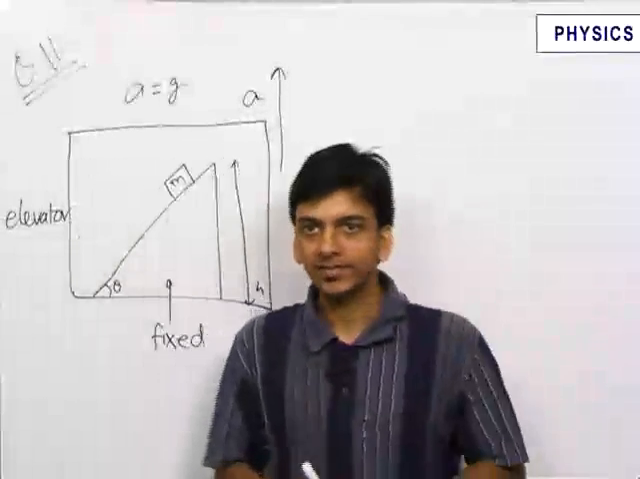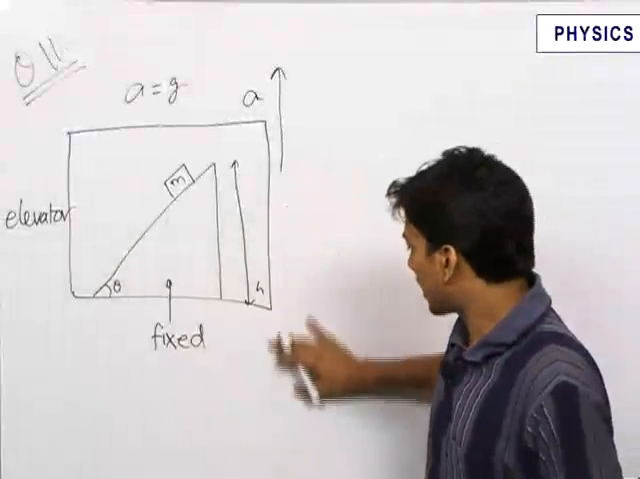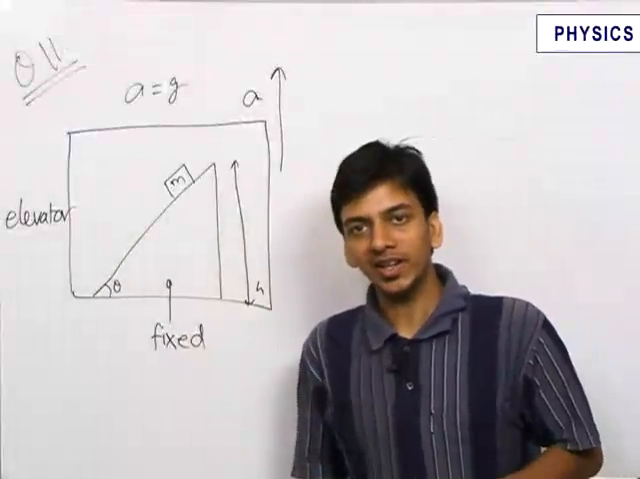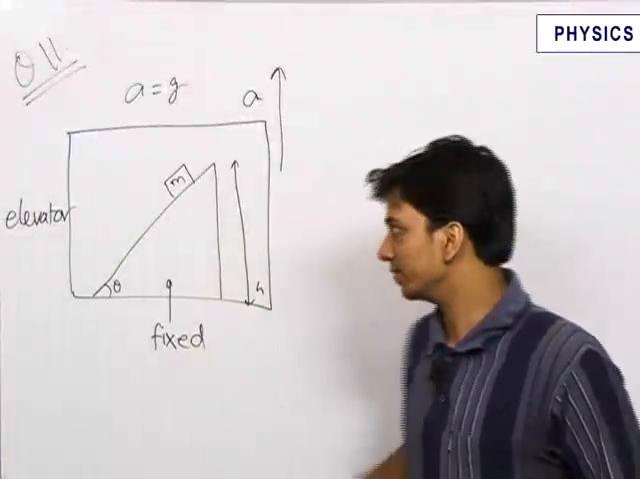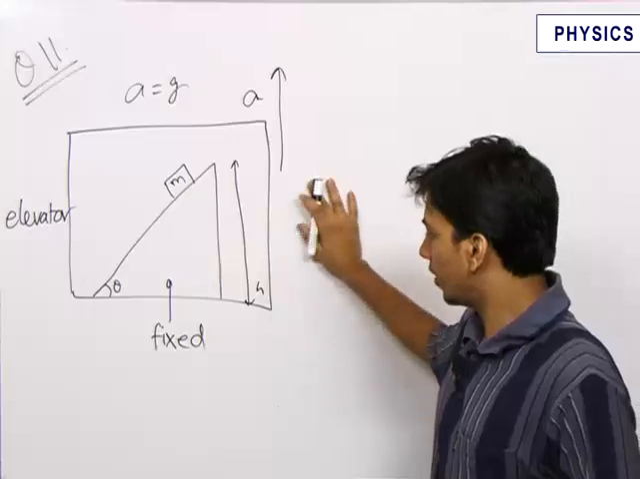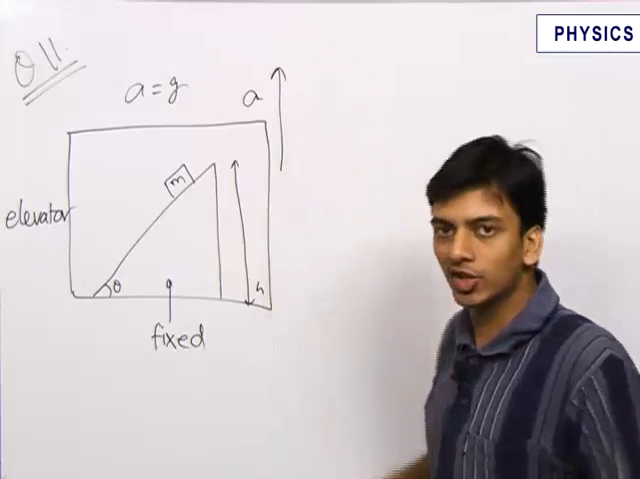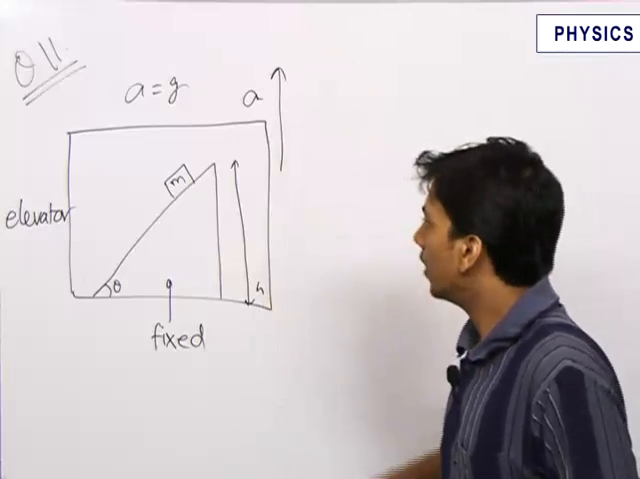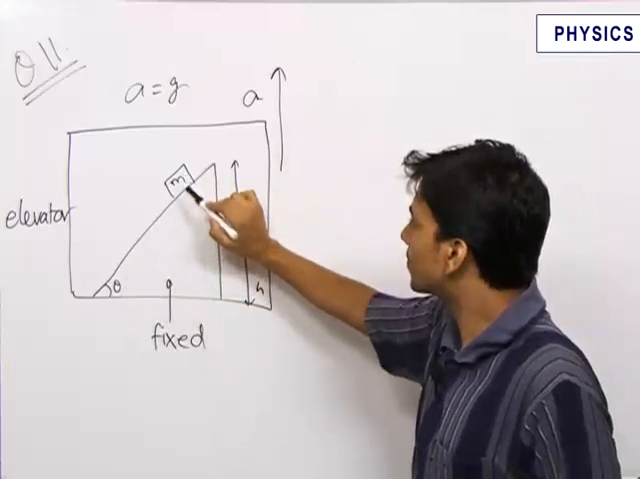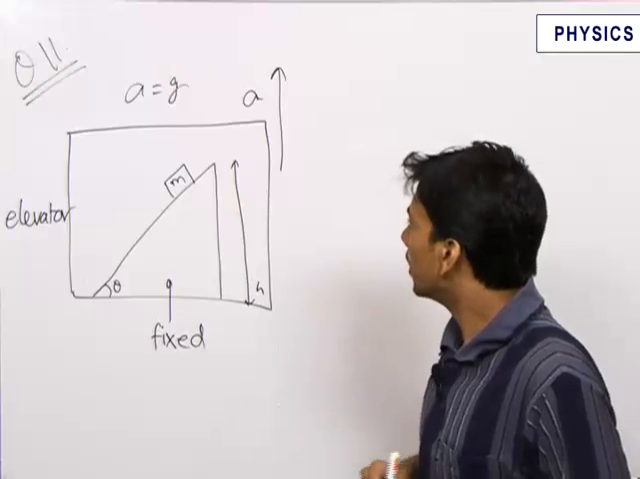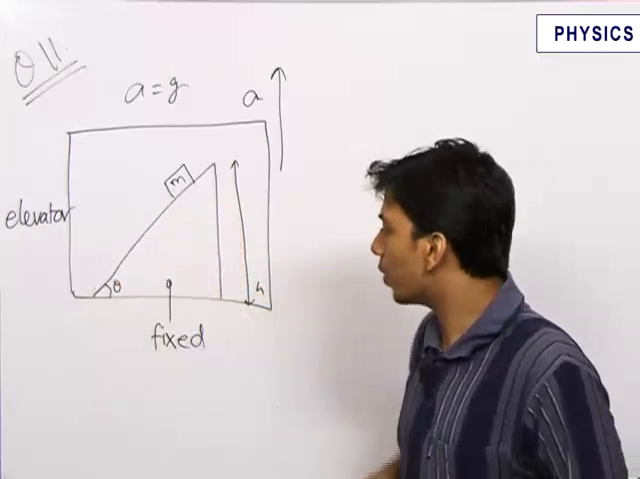So here we have a question which can be easy if you choose the right way, and it can be difficult if you choose the wrong way. The best way to go, first let me explain the question. The question has an elevator which is going up with an acceleration a that is equal to g, and there is a fixed wedge and a block of mass m at its top. This block wants to reach the bottom of the wedge.